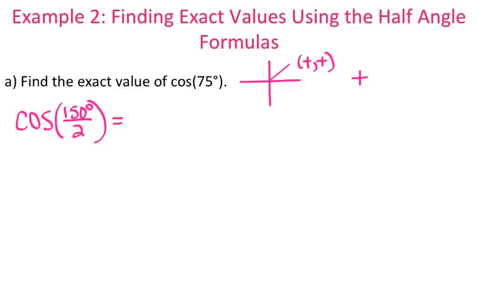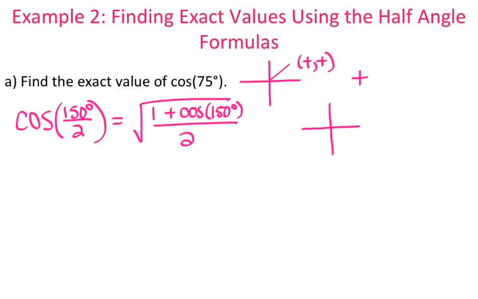So that means, working through my formula, I'm using the positive, and that's the square root of 1 plus cosine of 150 over 2. Now for cosine of 150, 150 is in my second quadrant. This reference angle right here is 30 degrees.